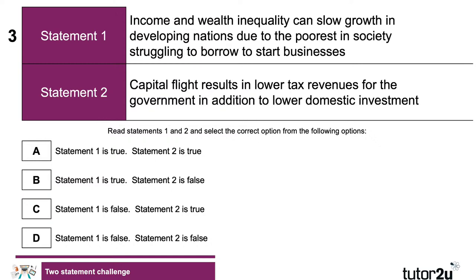And here's our final little statement question. Statement one: income and wealth inequality can slow growth in developing nations due to the poorest in society struggling to borrow to start businesses. And statement two, capital flight results in lower tax revenues for the government in addition to lower domestic investment. So here's our question three.